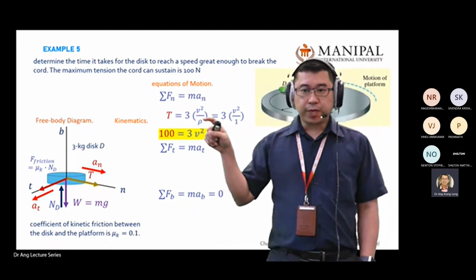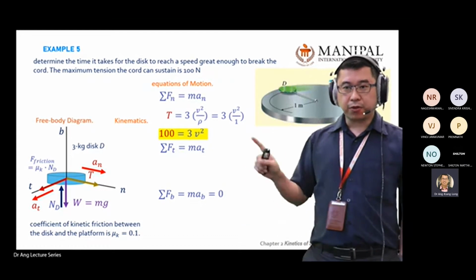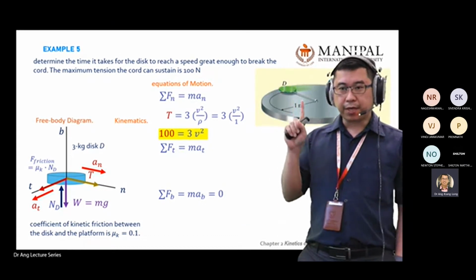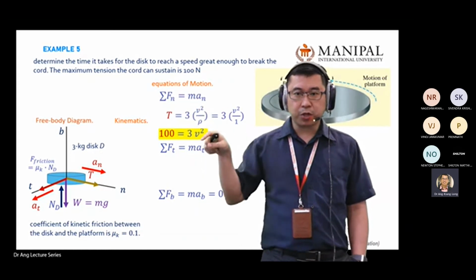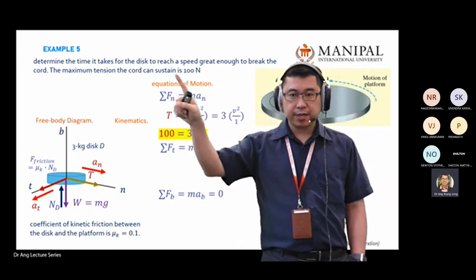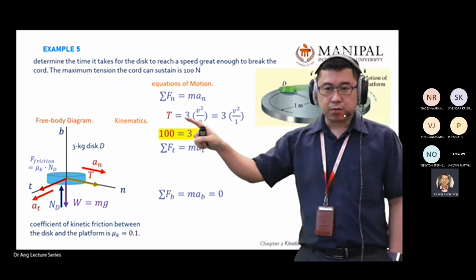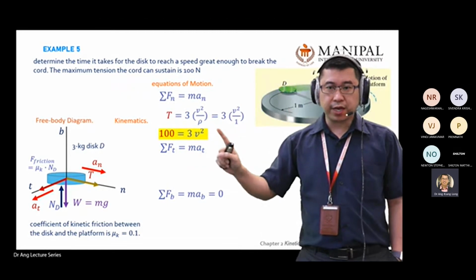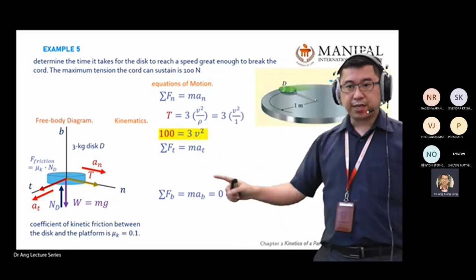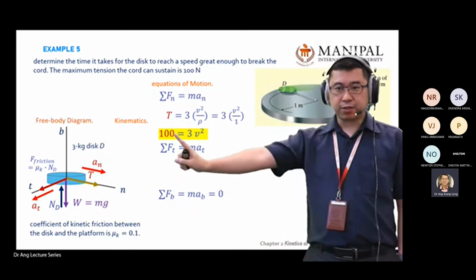And why can we put in 100 there? Because that is the breaking point of your cable here. So in the question, it gives you some value you can substitute. In this case, it is 100 because the maximum tension of the cord is 100. So T is 100, and 100 equals 3v squared. So from here you know the velocity already. You can solve for v already, right?